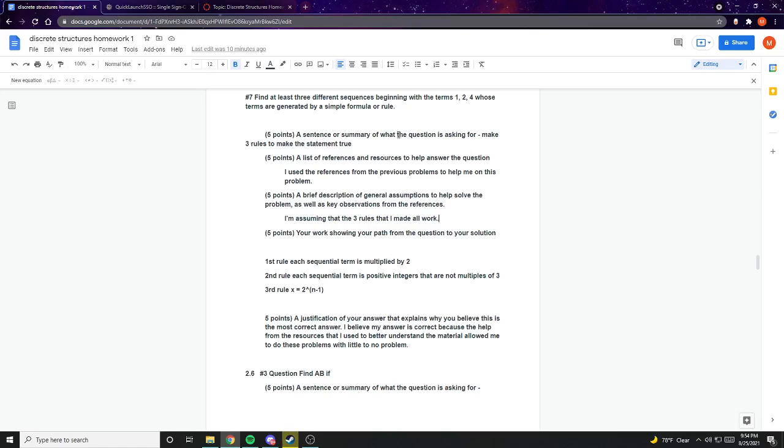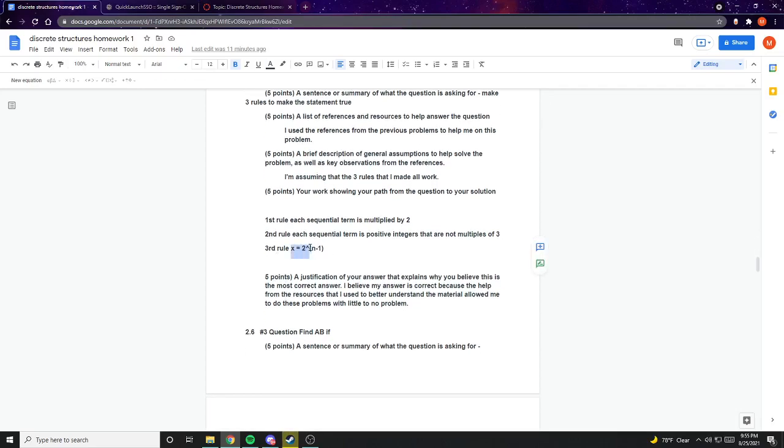So 1 times 2 is 2. 2 times 4 is 8, and so on and so forth. Each sequential term is a positive integer that is not a multiple of 3. So it'd be 2, then 4, and then 2 times 4 is 8, but 3 can't go into 8. 8 times 2 is 16, and so on and so forth.